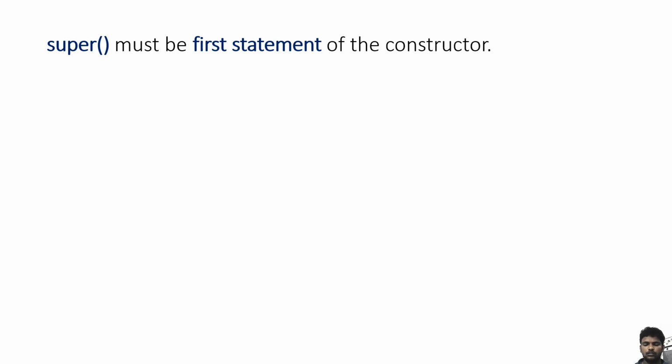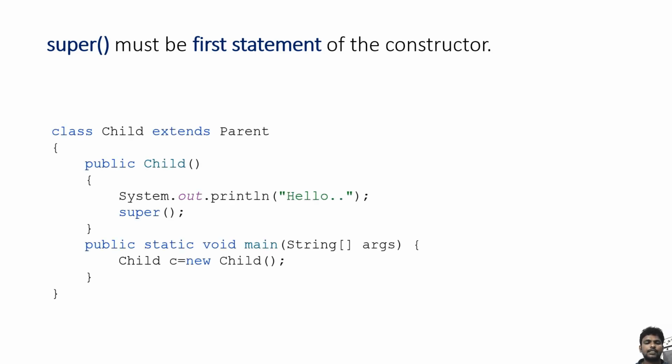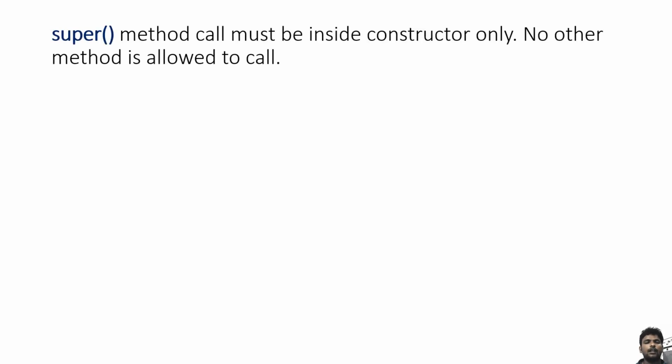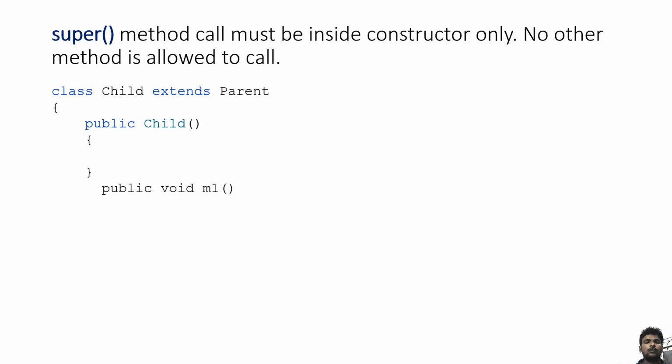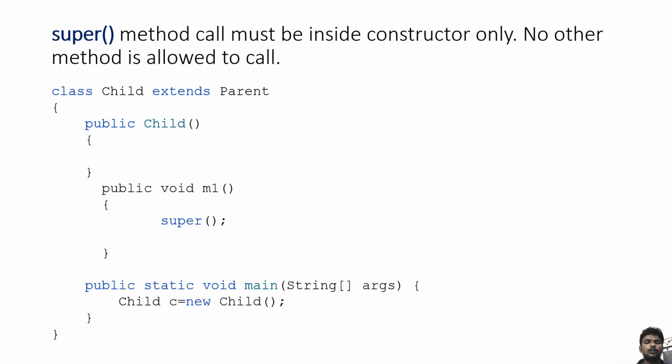So as I said, super must be the first statement of the constructor. So this is invalid. The reason: this is the first statement, and super is the second statement, so that's why it is invalid. And if you take the next one, super method call must be inside constructor only, no other method is allowed to call. So suppose I have child class here, and here I have m1. If you are calling super inside a normal method, it is invalid.